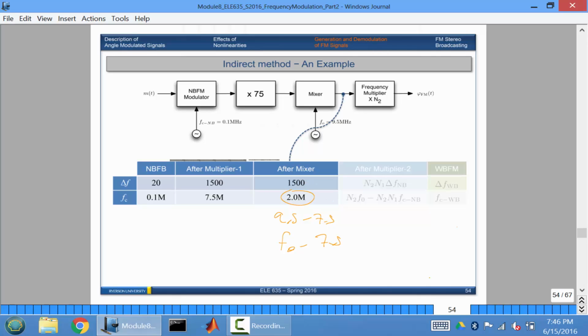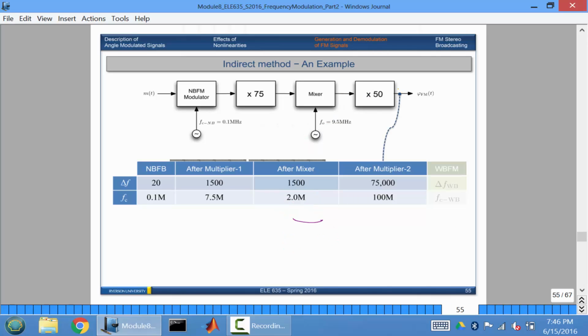The deviation doesn't change. And then when you run it through the second multiplier, you multiply this by 50, and this is what you get. So remember, the design specs told us that we want the desired output to be 75K for the delta F, and the carrier frequency is going to be 100 megahertz. And that makes sense. We've satisfied it. So the design targets have been met.